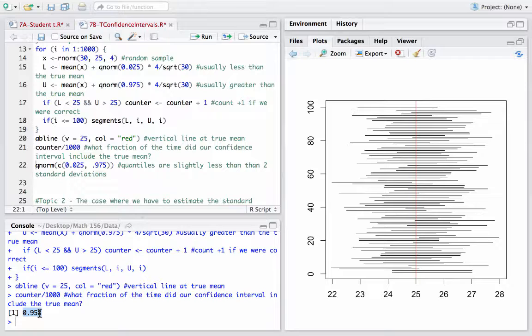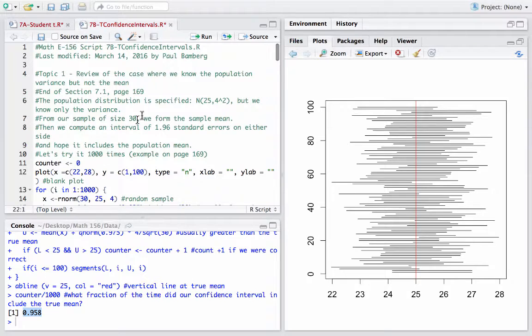But this, I hope, serves to illustrate the key frequentist idea here, which is that the mean is fixed. With probability 1, the mean is 25. With probability 0, it is anything else. We randomly, based on samples, construct these confidence intervals, which 95% of the time will capture the true mean.